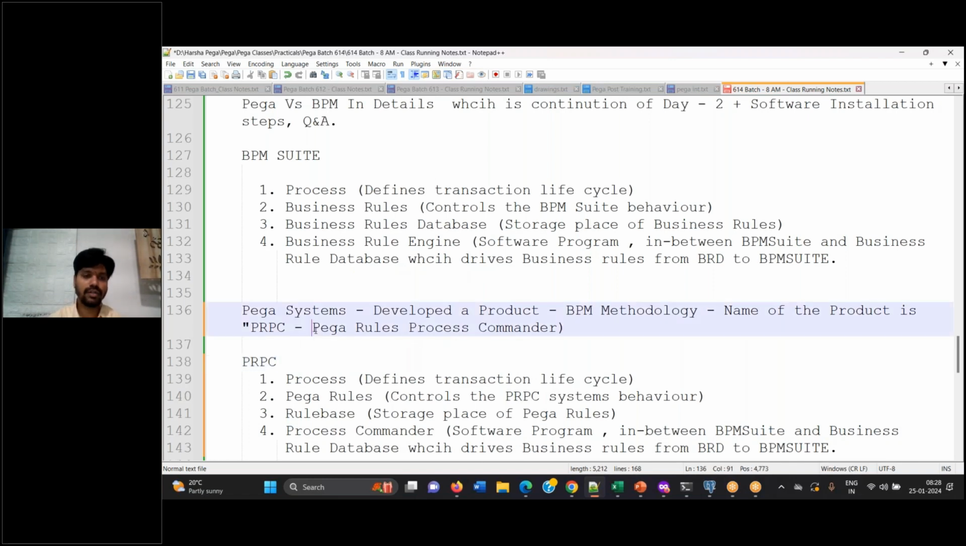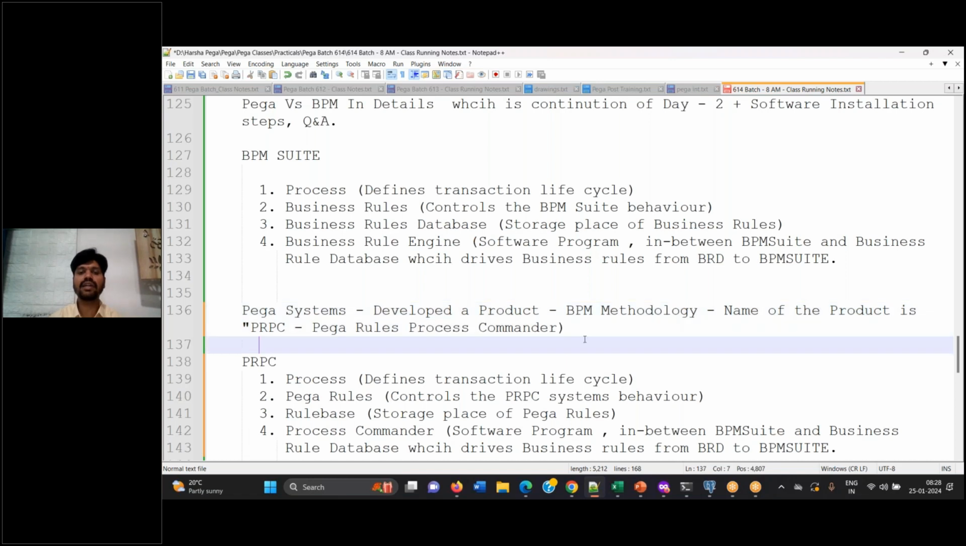So now the name Pega Rules Process Commander makes sense. Pega rules will be driven by a software program called process commander. Pega rules get stored in the rule base, and they are driven from the rule base to the Pega platform by using process commander. That's the name of the tool, and overall its architectural behavior is the tool name. Does everyone clearly understand the meaning of Pega Rules Process Commander?